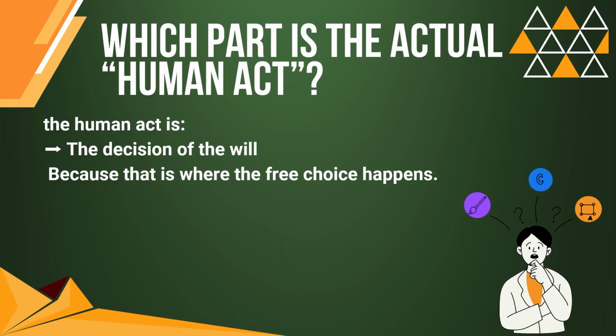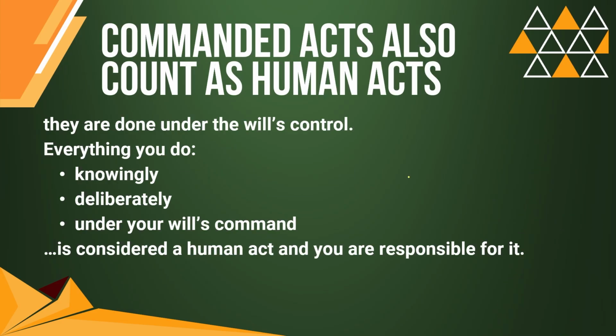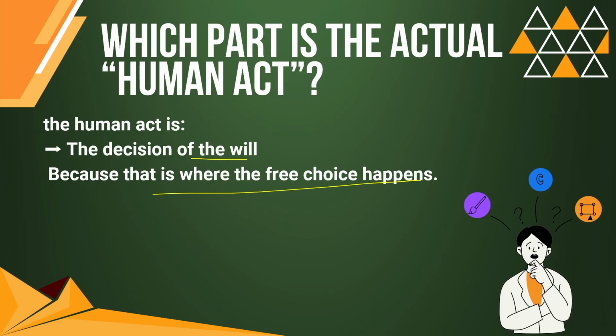So which part is the actual human act? Okay, now strictly speaking, the human act is the decision of the will, because that is where the free choice happens. Okay, so for example, if someone decides to do something immoral, even if they never get a chance to do it, they can still be morally responsible.